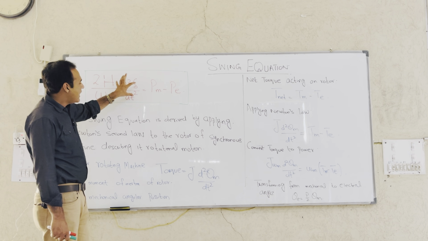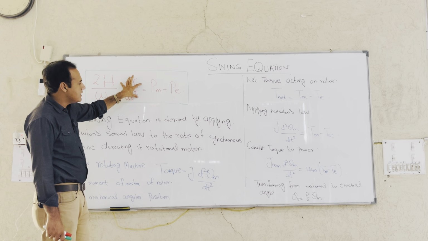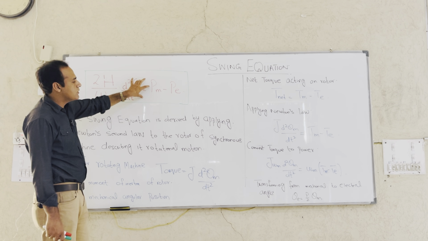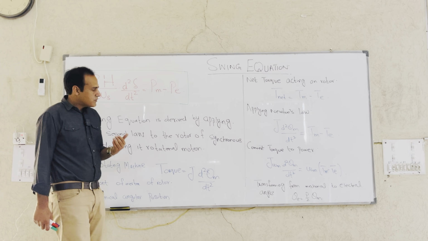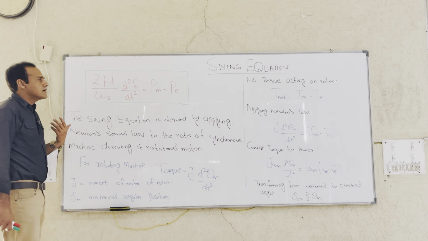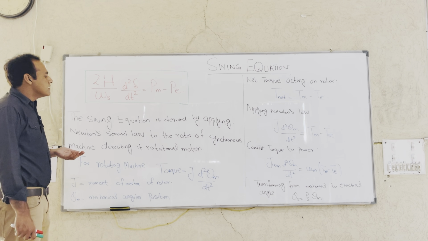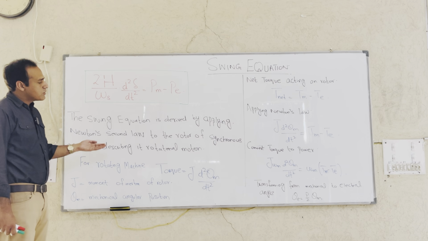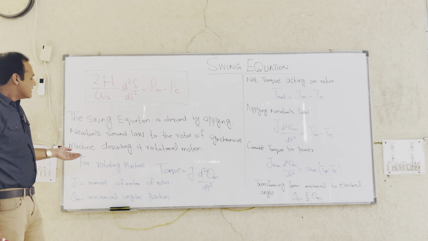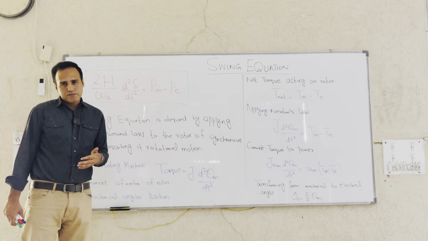Now I will derive this equation for you in this class, and ultimately we will end up with this equation after the whole derivation. The derivation of the swing equation starts by applying Newton's second law to the rotor of a synchronous machine, describing its rotational motion.